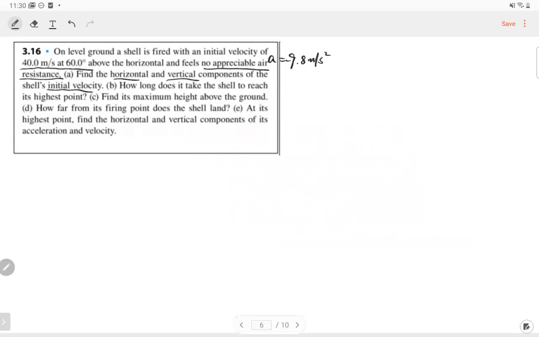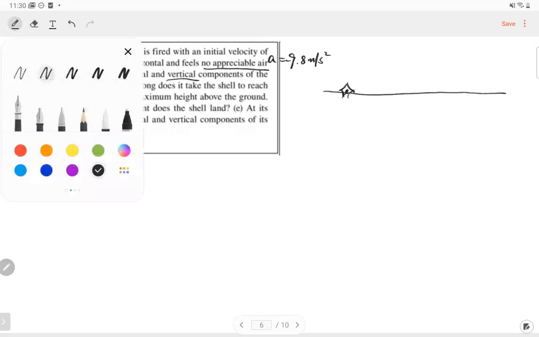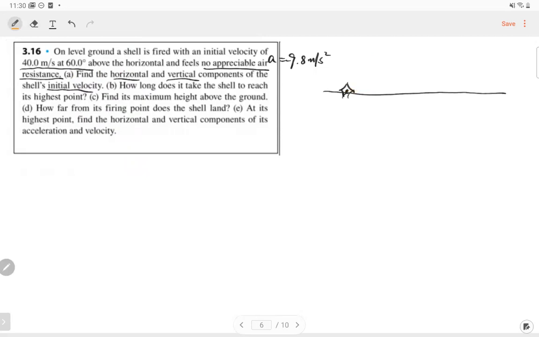Find the horizontal and the vertical components of the initial velocity. Okay, let's see. There is a level ground, draw, and it says there's a shell. Boom. With a velocity. The velocity has a magnitude of 40 meters per second, and the angle between this velocity and the horizontal is 60 degrees.